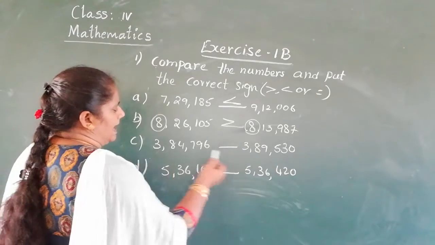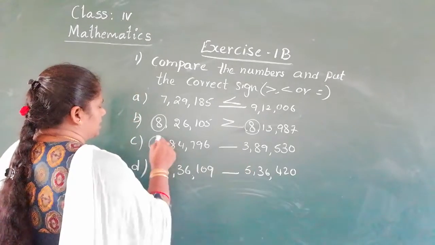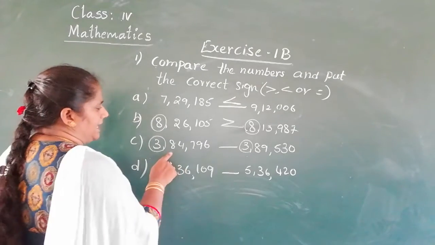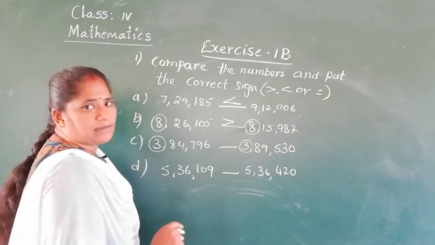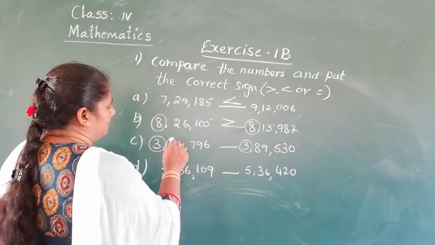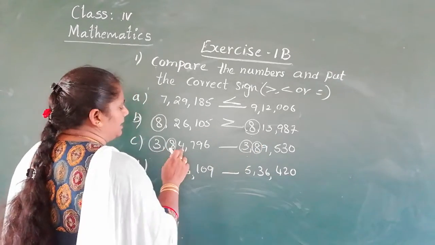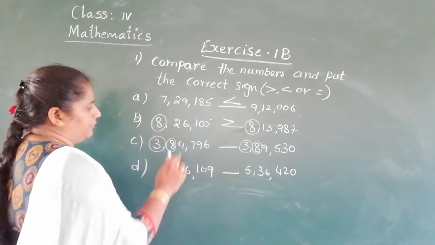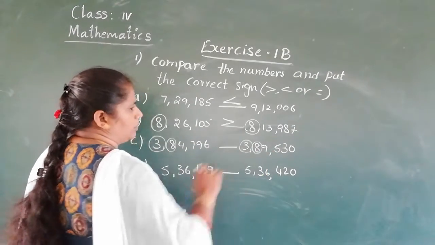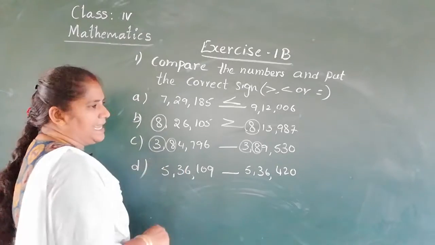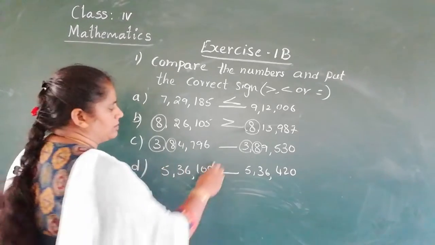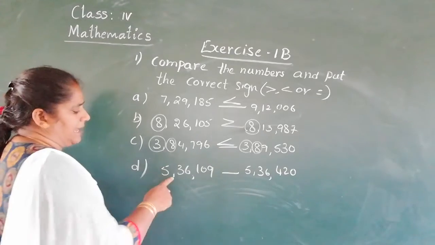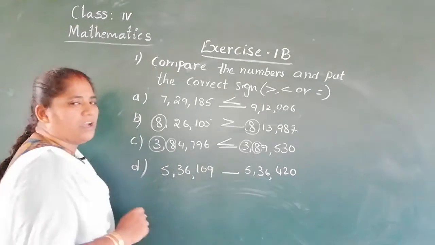Next, 3 lakh, 3 lakh. Same. Next compare the 10,000s: 8 ten thousands, 8 ten thousands. Same. Next you compare the thousands place. 4,000 here, 9,000 there. Now 4,000 is less than 9,000, so 4 is less than 9. Same like that, you do this problem on your own.